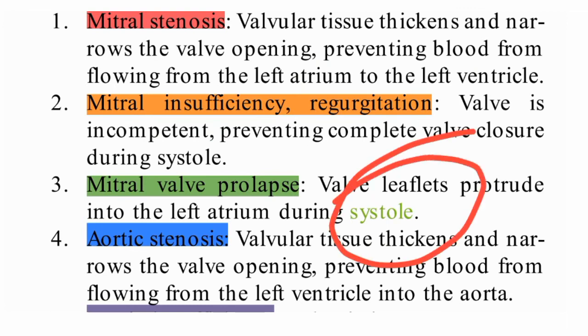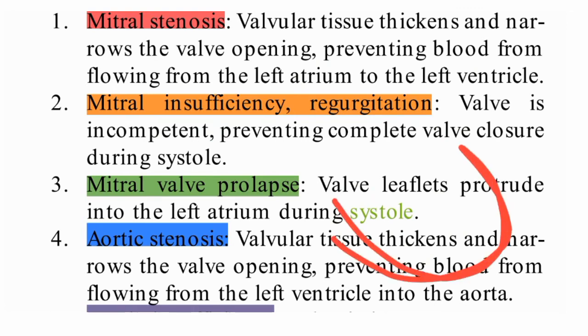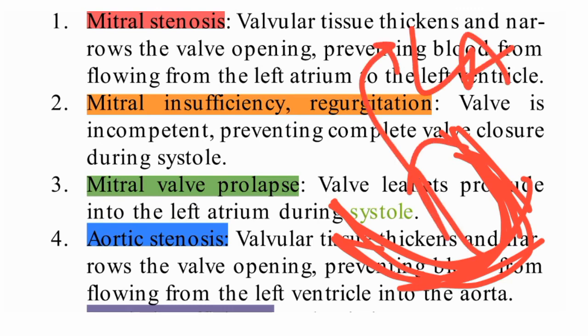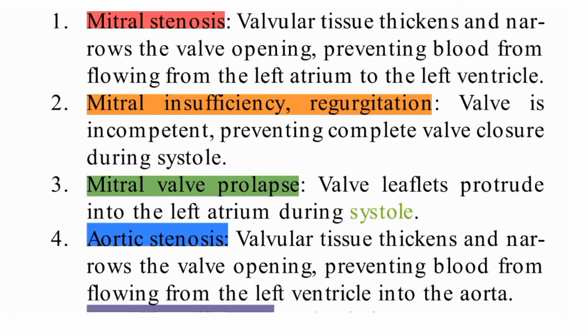That means the valve cannot close that time. Regurgitation will occur after left ventricle filling, when the ventricle is going to push the blood. Ventricle contraction will occur, and at that time regurgitation will occur into the left atrium. That is called mitral insufficiency and regurgitation.